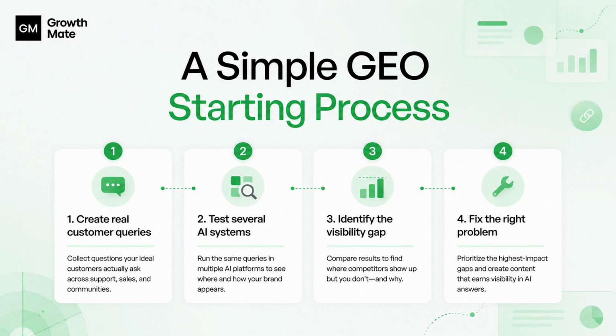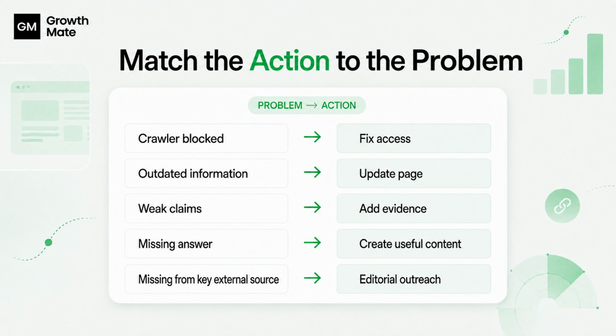Step 4. Choose the correct action. Once you understand the gap, select the appropriate action. Fix technical access when crawlers cannot reach the page. Update the content when important information is outdated. Add verifiable evidence when the page makes unsupported claims. Create new content when an important customer need remains unanswered.